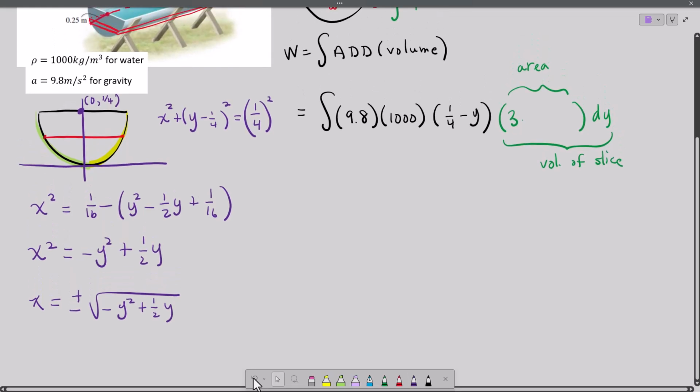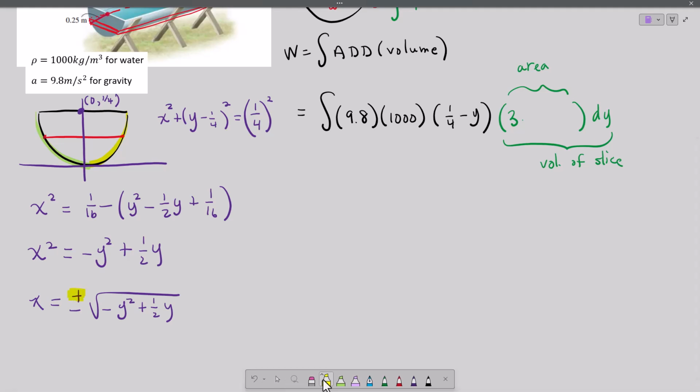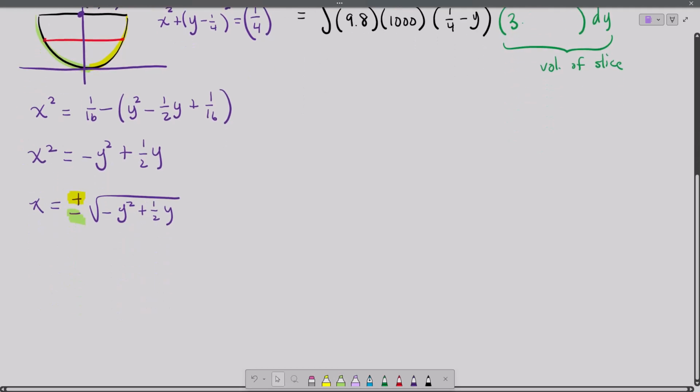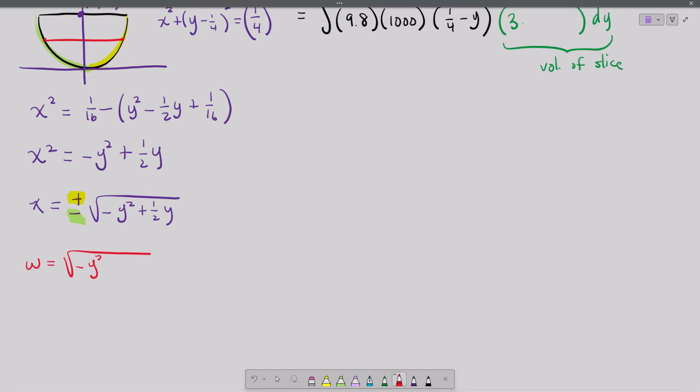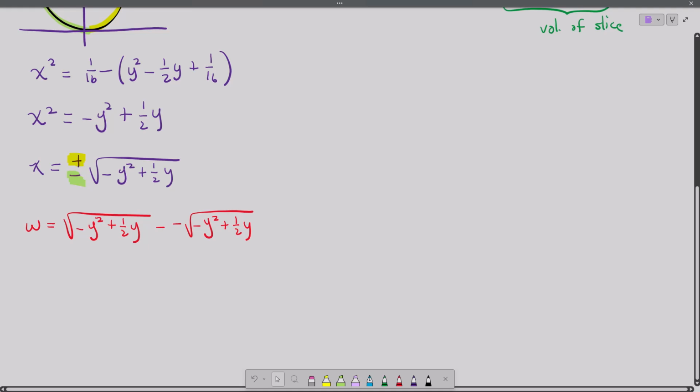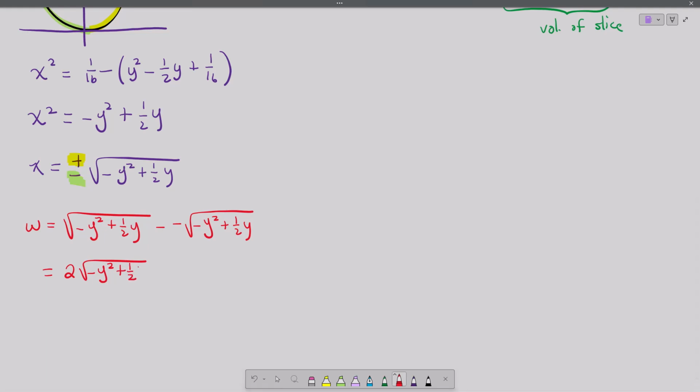So that tells us that the positive square root is the right half. So the positive square root is the yellow, and the negative square root is the green. So if we want the length of W, we're going to do the positive square root minus the negative square root, which turns out to be 2 multiplied by negative by this. Root minus minus root turns into root plus root, which is 2 roots.